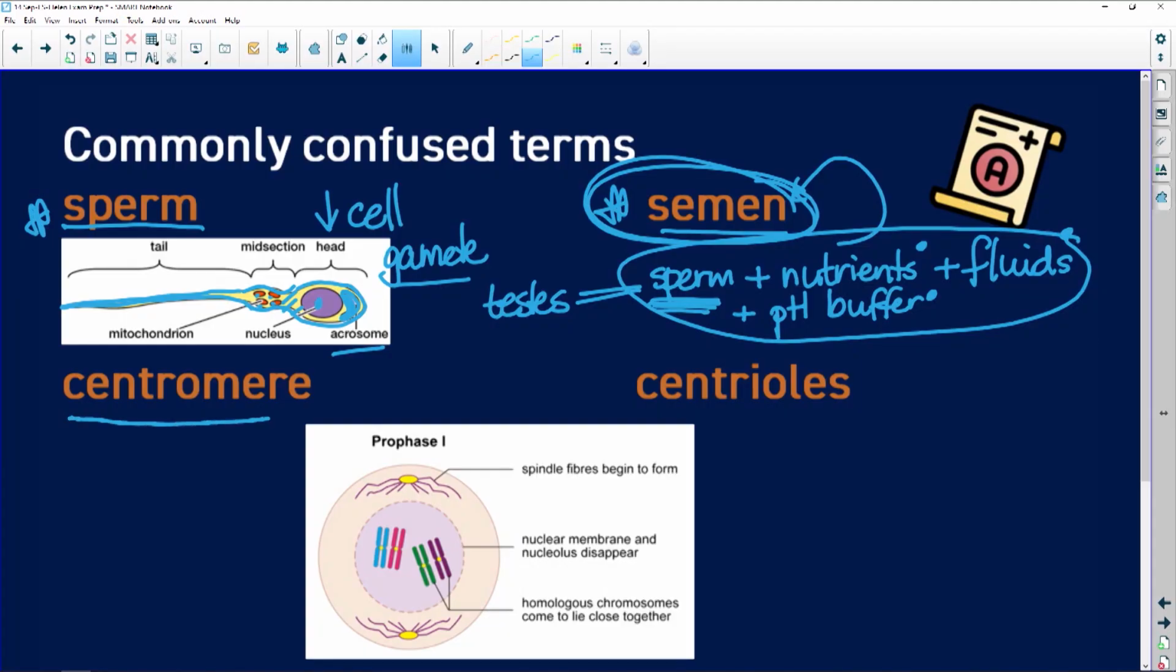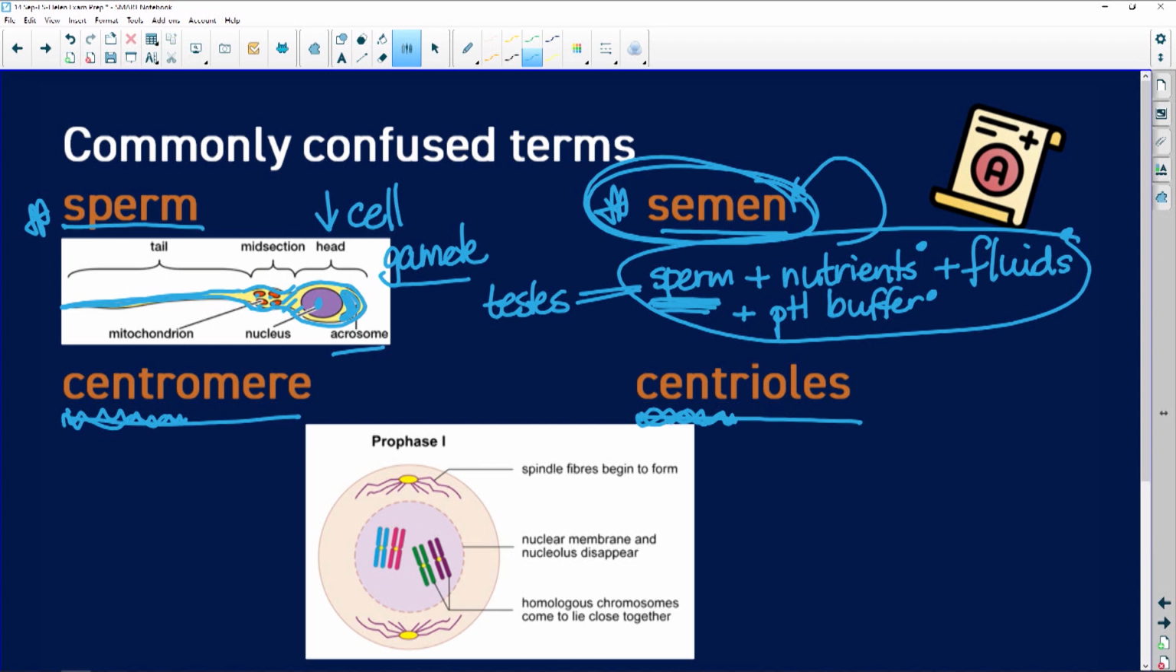Of course not. Here's two more terms that are frequently confused: centromere and centrioles. All right, I can see how this one gets confused. We've got the centro and centri in the term, so it is very easy, it's very simple to mix up which one is which. So let's work out by looking at this diagram which is which.